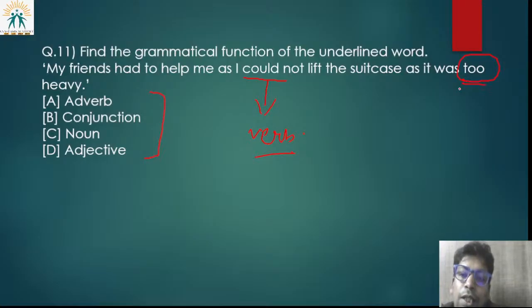Yes, it is an adverb. Remember, whatever word does not fit any kind of definition, it is an adverb. So why is it an adverb in this case, you might ask? Because heavy is an adjective. So since heavy is an adjective, whatever is modifying the adjective is an adverb.